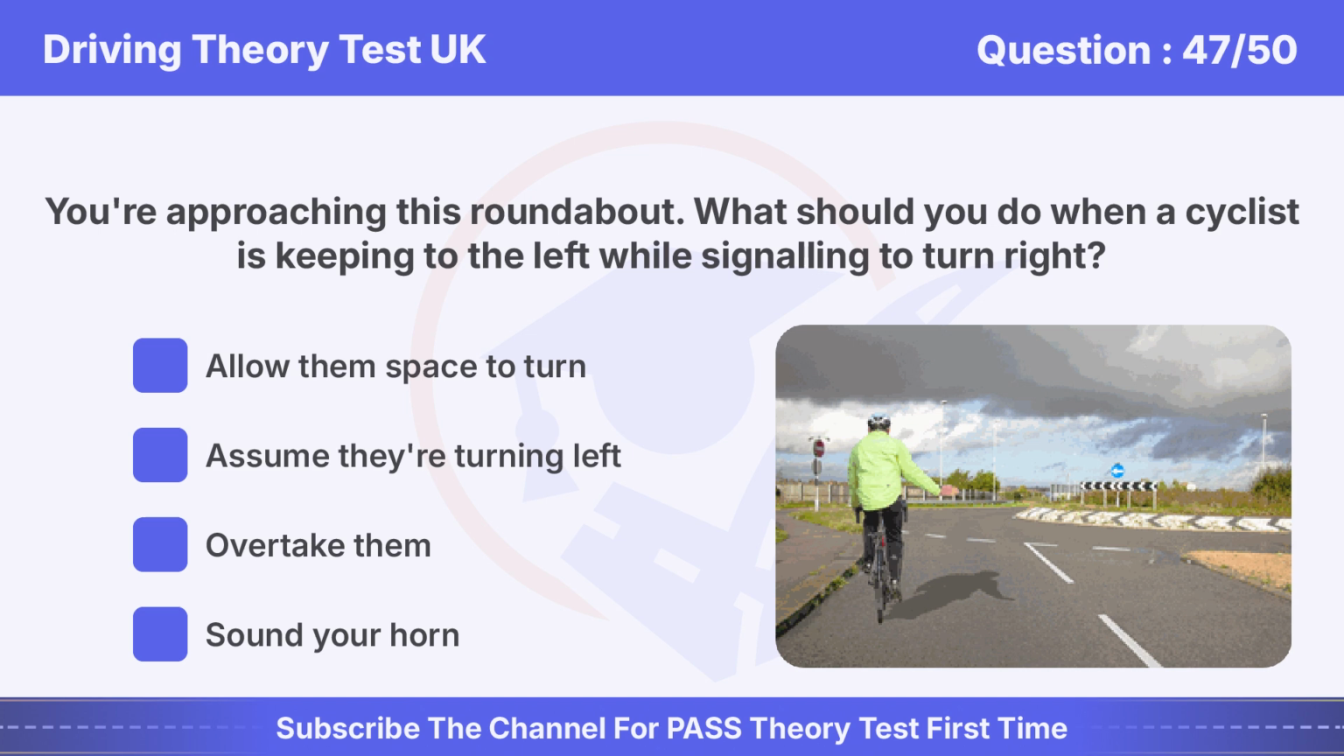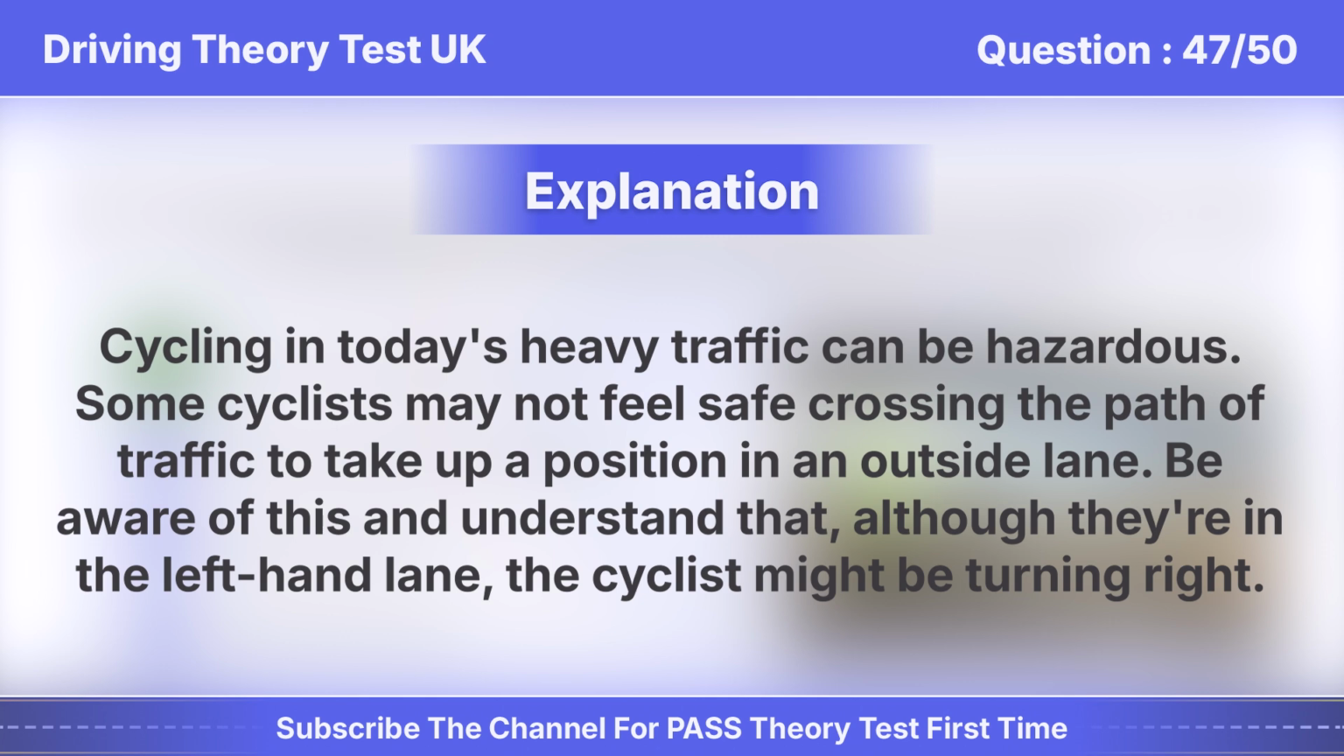Question 47. You're approaching this roundabout. What should you do when a cyclist is keeping to the left while signaling to turn right? Answer is A. Allow them space to turn. Cycling in today's heavy traffic can be hazardous. Some cyclists may not feel safe crossing the path of traffic to take up a position in an outside lane. Be aware of this and understand that although they're in the left-hand lane, the cyclist might be turning right.